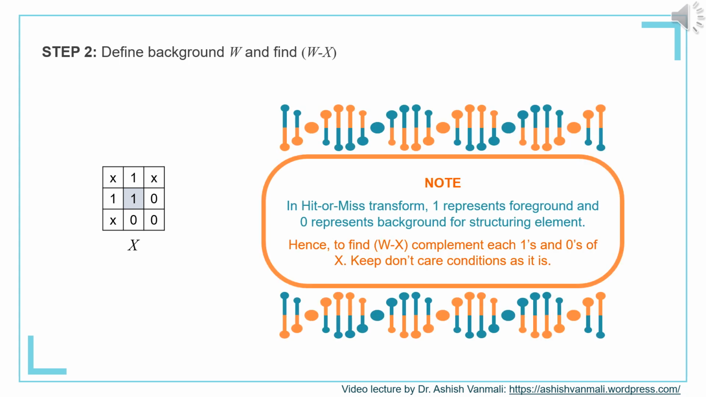In such cases, one should remember an important note. In hit or miss transform, when you have the structuring element, the 1 actually represents the foreground and 0 represents the background. Hence, when we want to find W minus X, one can simply complement the ones and zeros, and in that particular case, we keep the don't care conditions as they are. So that will give us W minus X.